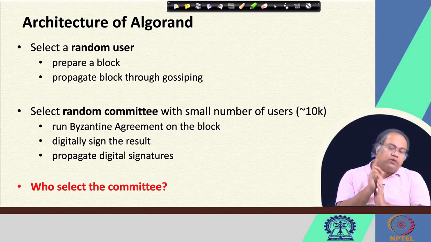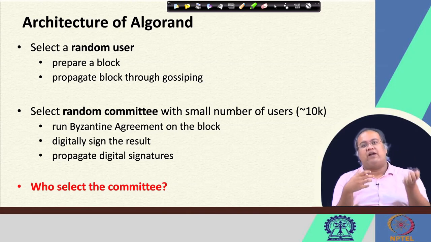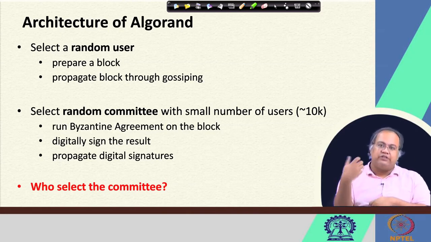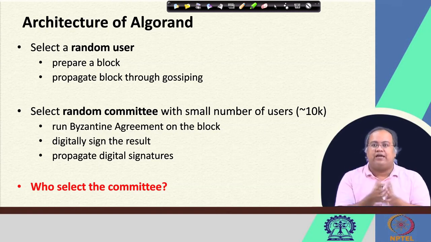Okay. But the question remains that, well, we are good with this word random, we are using a random user to propose a block, we are using a random committee to validate a block, but the question comes that who is going to select that random committee?